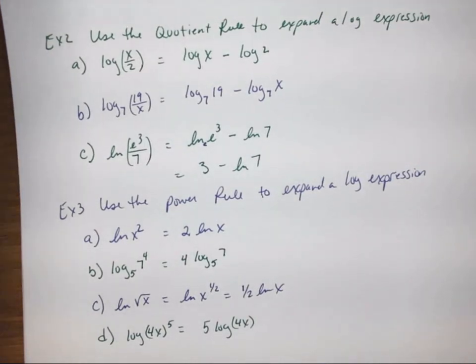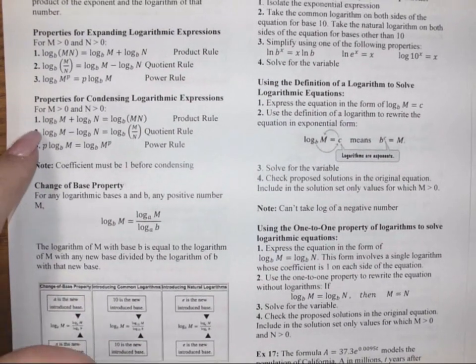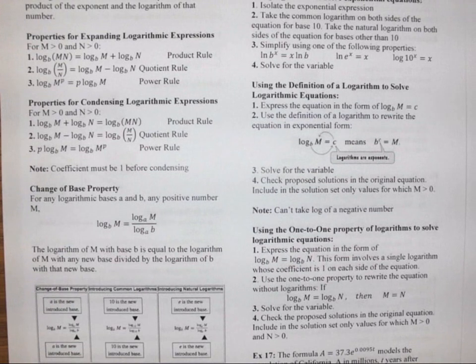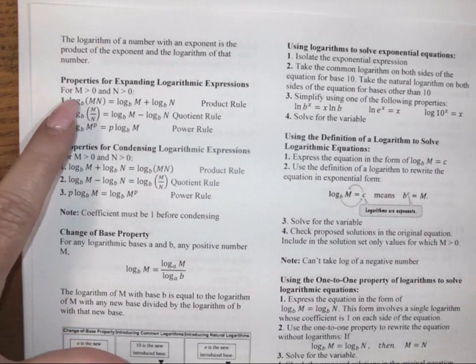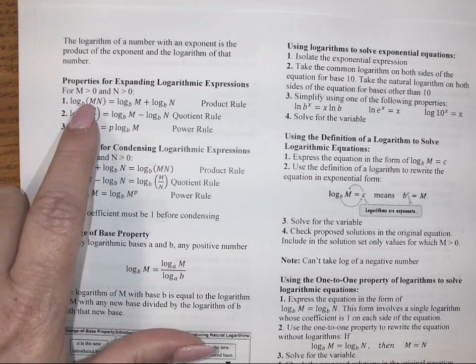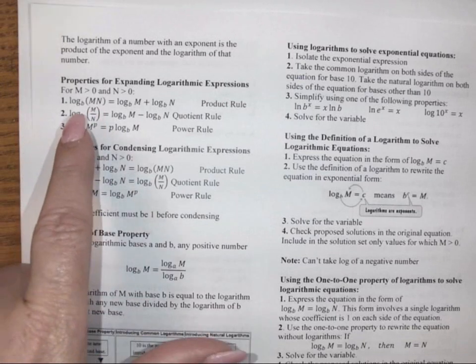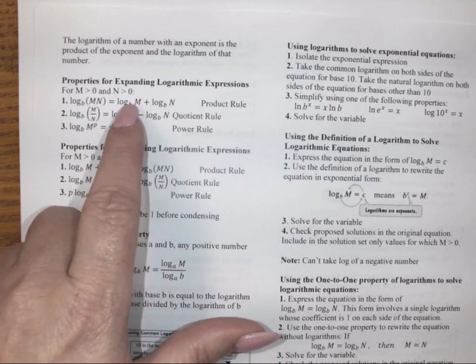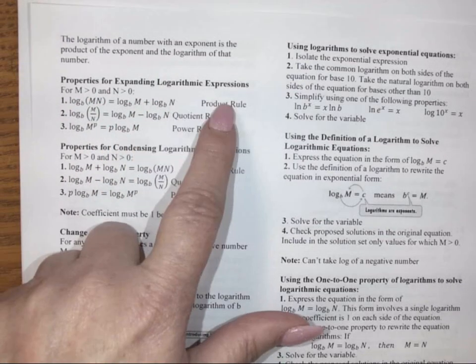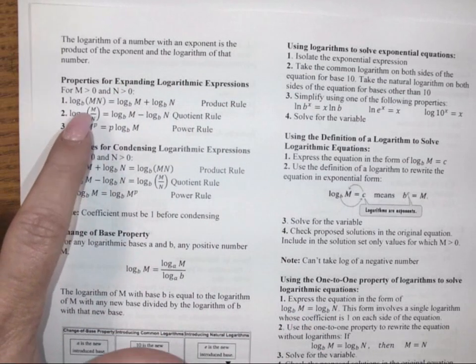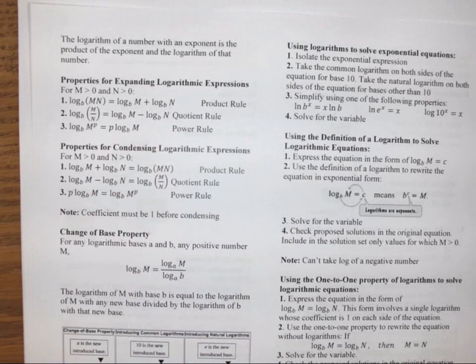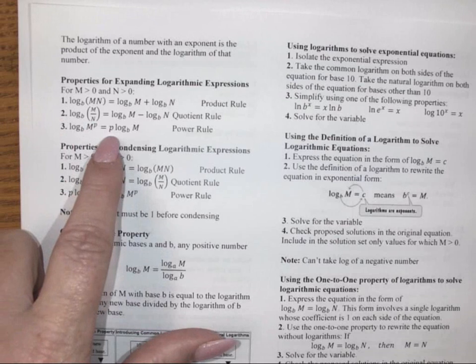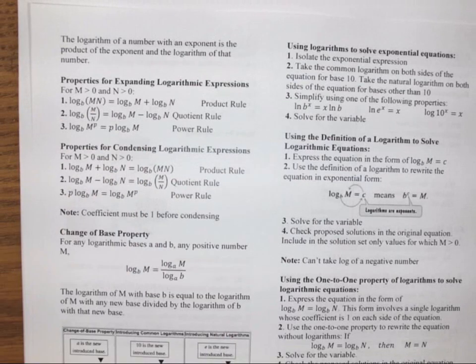All right, so let's go look at the properties of logs. On our properties for expanding logarithms and for condensing logarithms, we're going to look at both of them, and then we'll do some examples. For our properties for expanding log expressions, given that m and n are greater than 0, meaning they're positive values, because we can't take the log of a negative number, log base b of m times n will get us log base b of m plus log base b of n. So that's our product rule. Our quotient rule, again, is log base b of m over n, which is equal to log base b of m minus log base b of n. And log base b of m to the p equals p times log base b of m, which was our power rule.